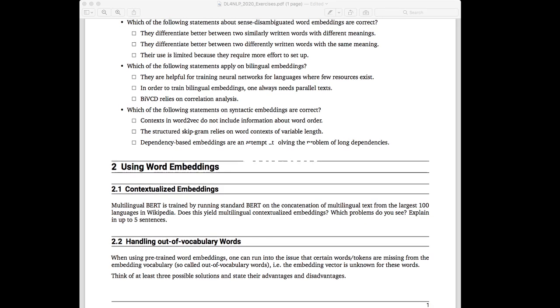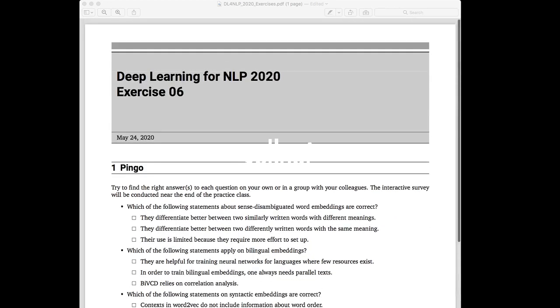And in the last question, it is a common issue that certain words and tokens are missing from the embedding vocabulary, so-called out-of-vocabulary issues. Please list at least 3 possible solutions and describe them. Okay, that's all for the exercise this week.